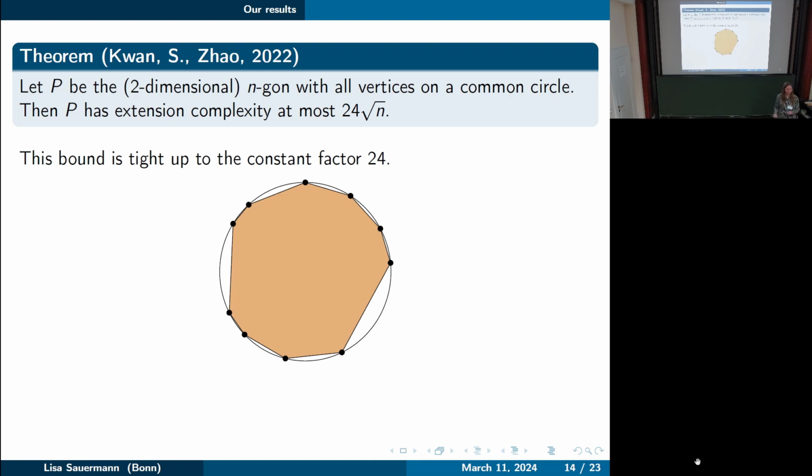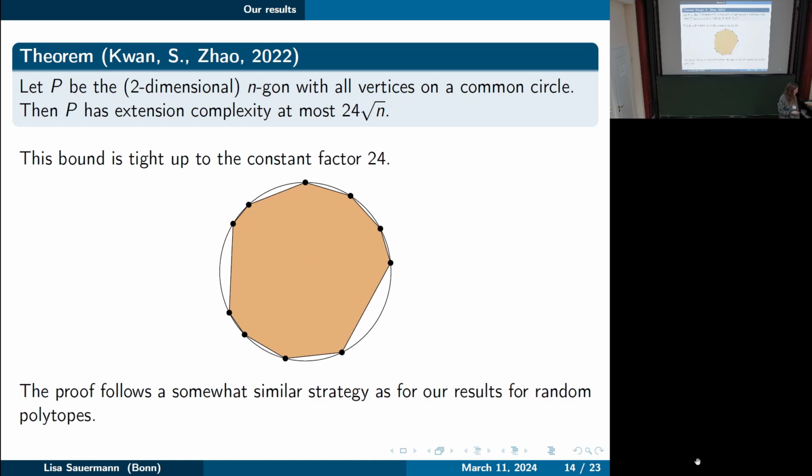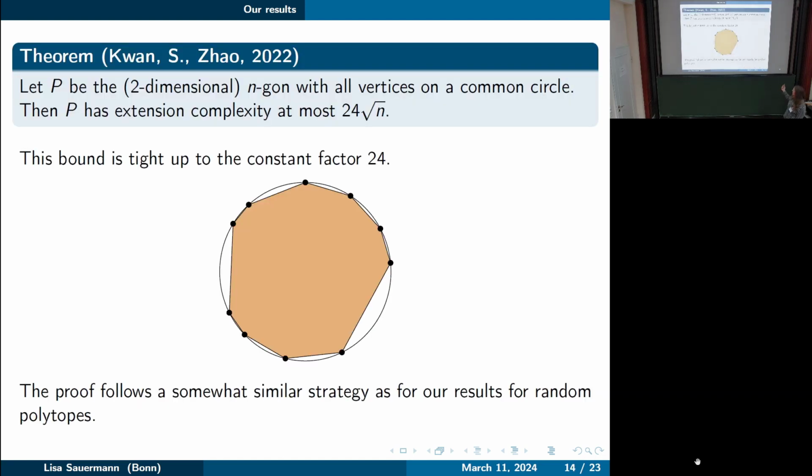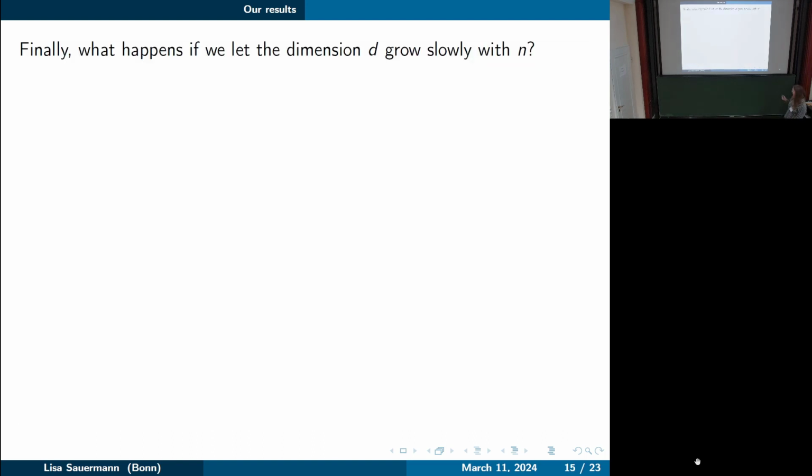As you can see, for example, by looking at the result in the first random model, where you took n random points on the sphere and their convex hull, our result showed that typically the extension complexity is at least on the order of square root n. So there, this intuition that random polytopes seem to be exhibiting the right behavior seems correct. Okay, so as I said, the proof for this result for non-random two-dimensional polygons with all vertices on a sphere follows a similar strategy as for the results on random polytopes. But in this talk, I want to mostly focus on the random polytopes.